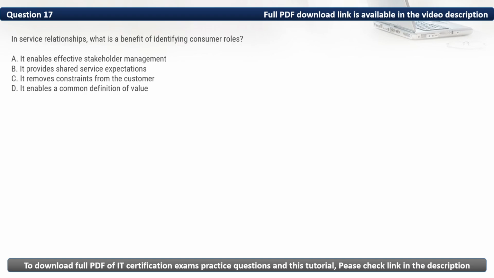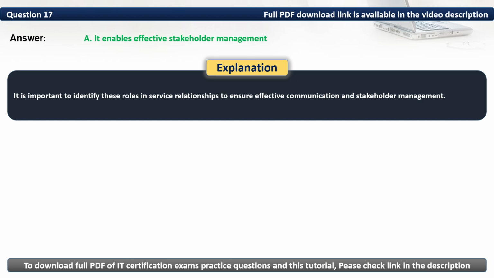Question 17. In service relationships, what is the benefit of identifying consumer roles? Here in this question, the benefit of identifying consumer roles is that it enables effective stakeholder management. Thus, the correct option is A. It is important to identify these roles in service relationships to ensure effective communication and stakeholder management.